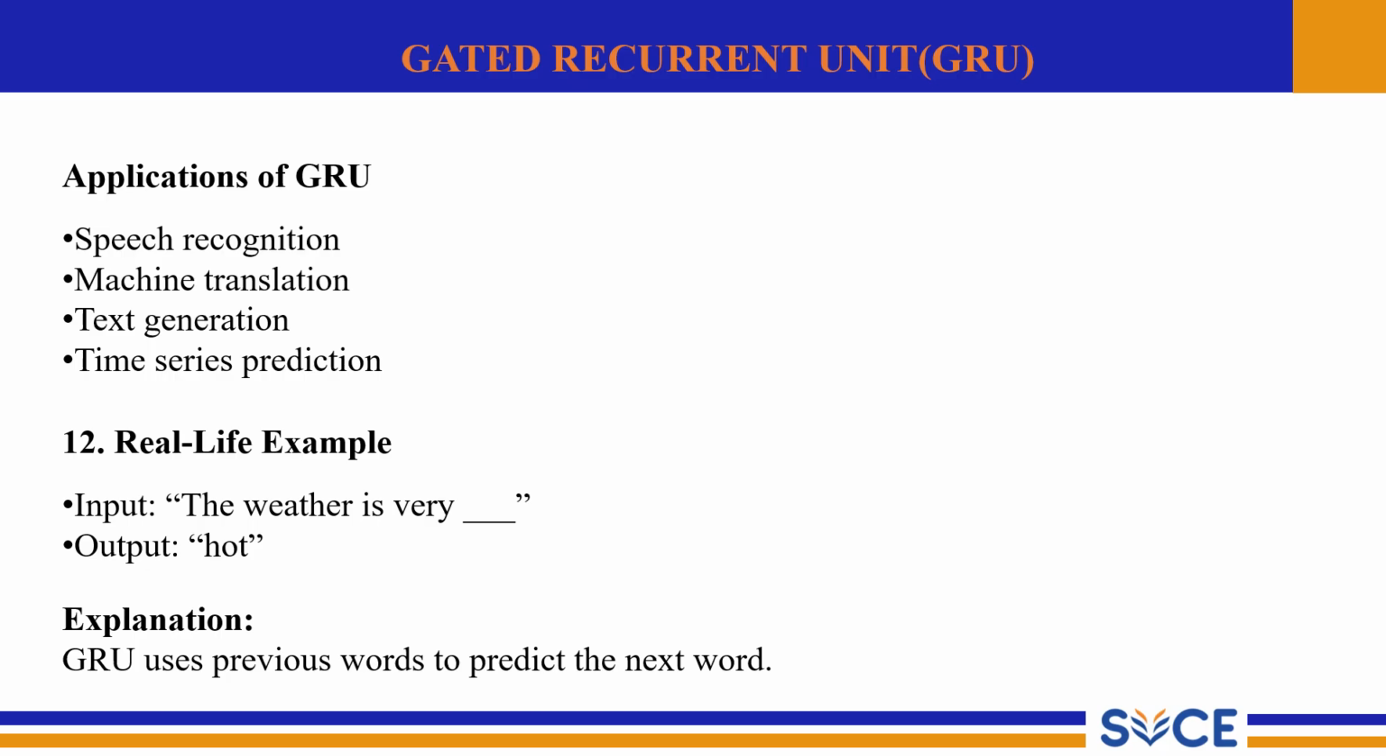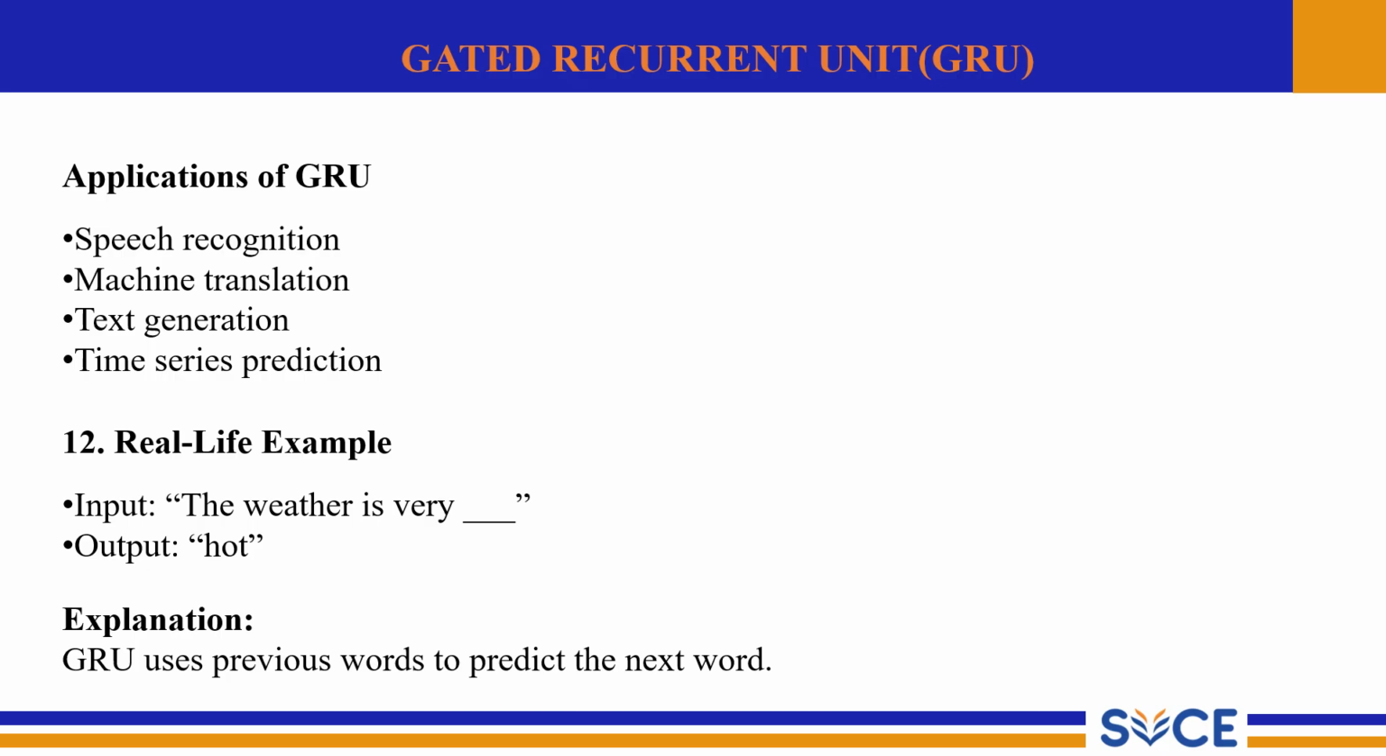So a real life example here: the input is "the weather is very" dash. The GRU model processes the words one by one. "The" updates the memory, "weather" updates the context, "is" updates meaning, "very" prepares the prediction context, and finally, based on all the previous words, the model predicts the output: hot.